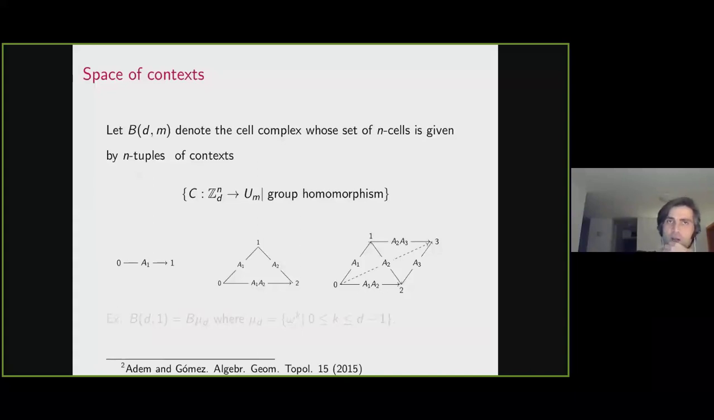So the first goal, to be able to realize operator solutions as maps, is to construct a space. This space is going to be a cell complex again, and its n-cells are going to consist of n-tuples of contexts. So again, remember that the contexts are group homomorphisms from this abelian group. And the way we think about these cells is that they are essentially an edge for 1 dimension, triangles for 2 dimensions, 3-dimensional tetrahedrons and so on. So these are essentially simplices. It's more correct to call them simplices.